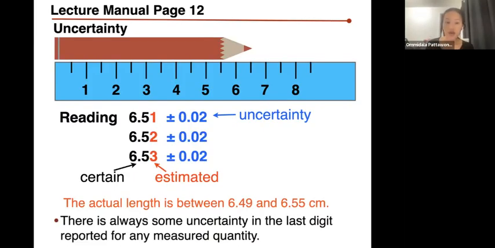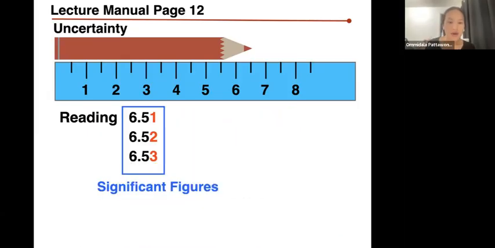Please note that whenever you deal with a measurement, it is always going to come with uncertainty in the last digit. Your last digit is always going to be the digit that is estimated, so it needs to be included within the reading of the measurement. The number of digits, both the certain ones and the one that you estimate, all together is what we refer to as significant figures. The number of significant figures tells us how certain we are. The first part tells us about the certainty of the number, and the last digit is what we estimate.